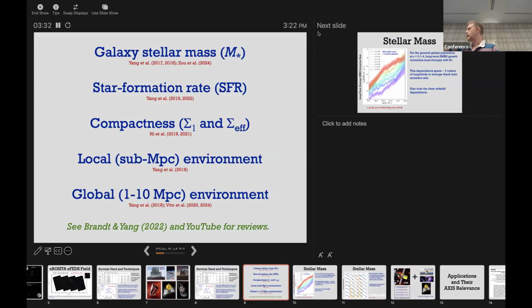We've also looked at other possible drivers. We looked at the local sub-megaparsec environment as well as the global environment. We actually find rather little effect from those, to the best of our abilities to sample them right now. Again, I won't be able to go through all the details, but there are some review articles and a YouTube video that goes into this in much more detail.